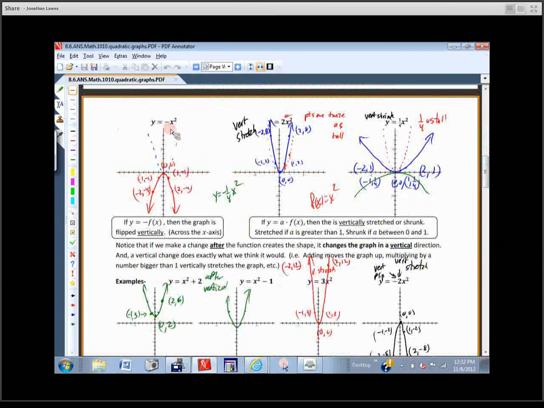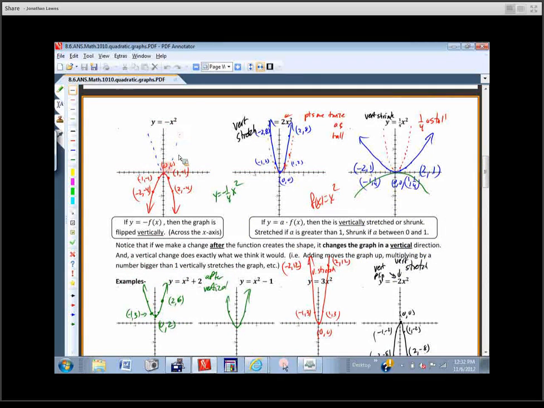This is a vertical flip. It takes that same shape and flips it upside down. This is a vertical stretch. It makes the graph twice as tall as it used to be. And this is a vertical shrink. It makes it 1/4 as tall as it used to be. Again, it doesn't make it wider. Okay, it makes it shorter.